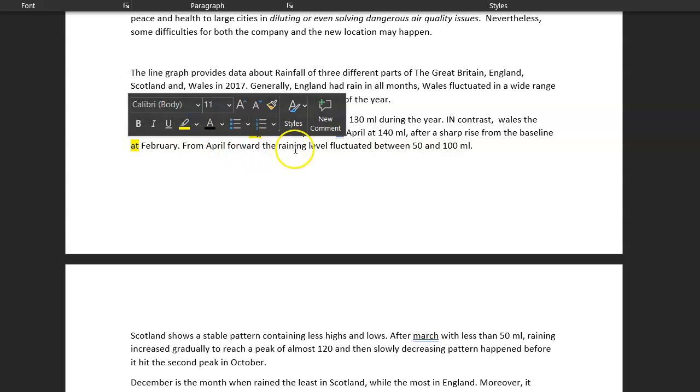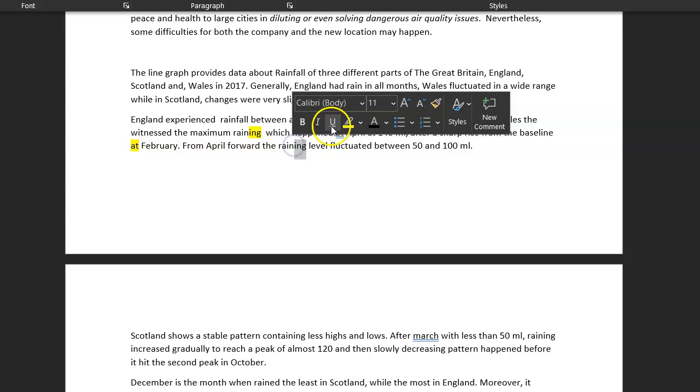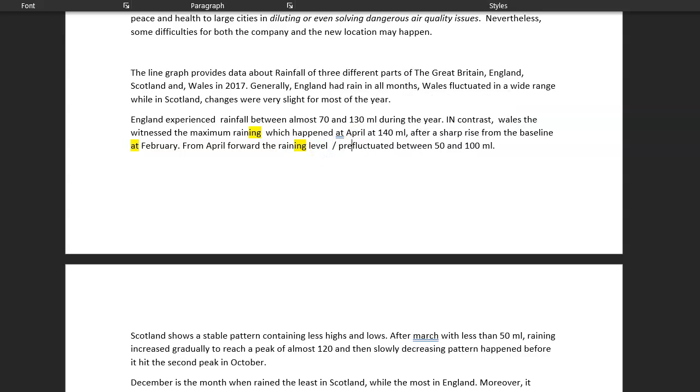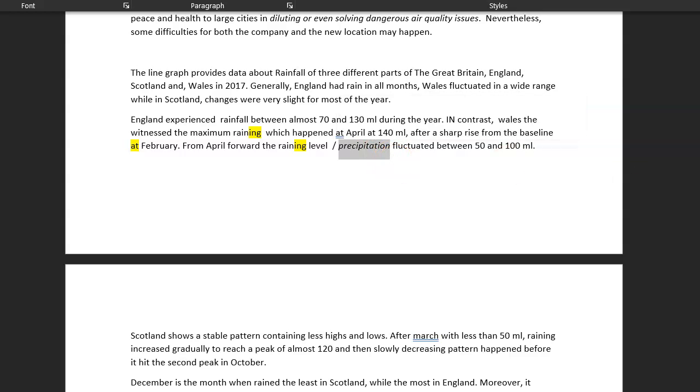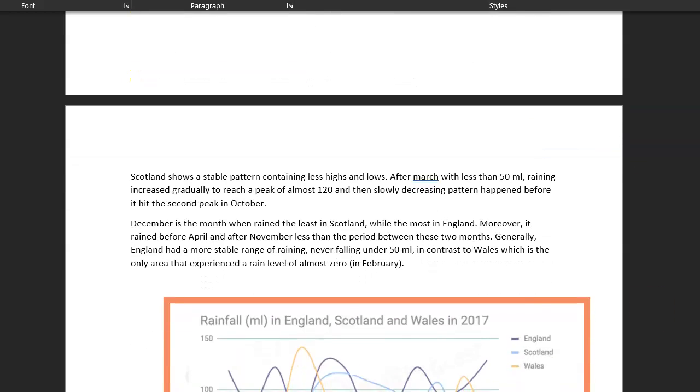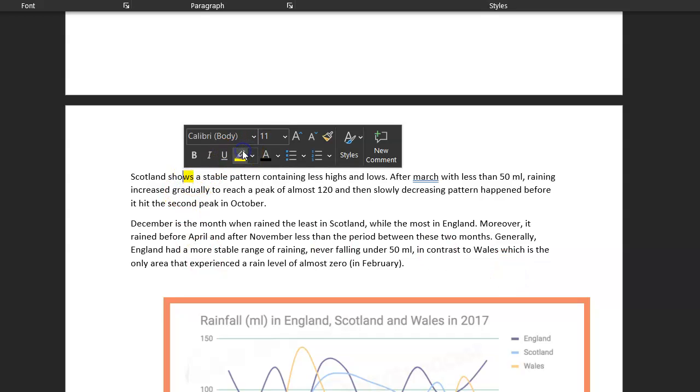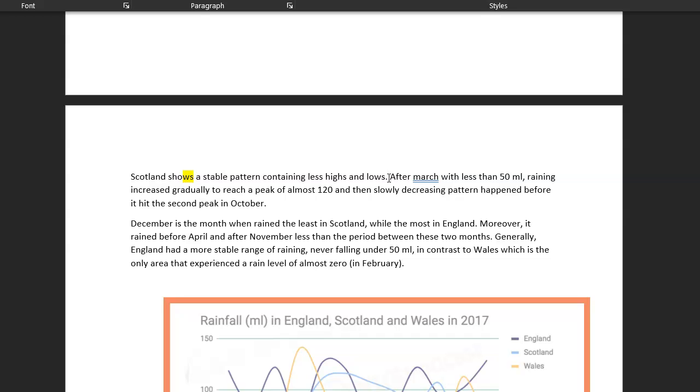From April forward, the rain level, or another word for this is precipitation. It's a very specific word, not very useful, but useful for this. Fluctuated between 50 and 100. Nice. Scotland showed, so past tense here, because it was in the past. A stable pattern containing less highs and lows. Good. Less highs and lows, or less variation.